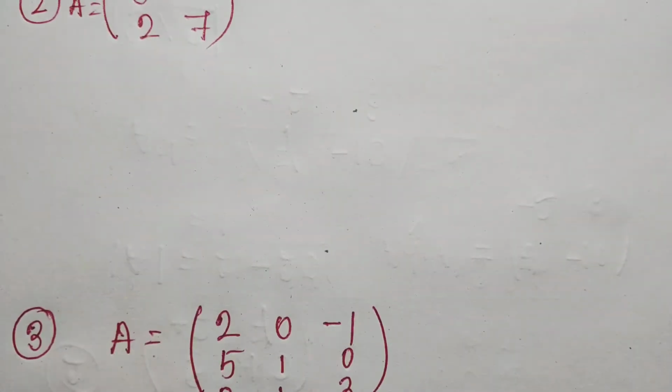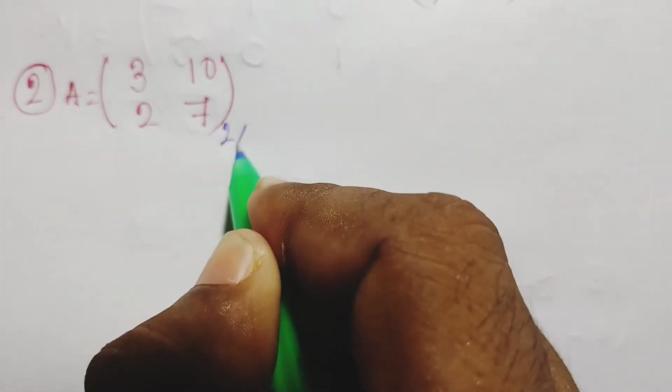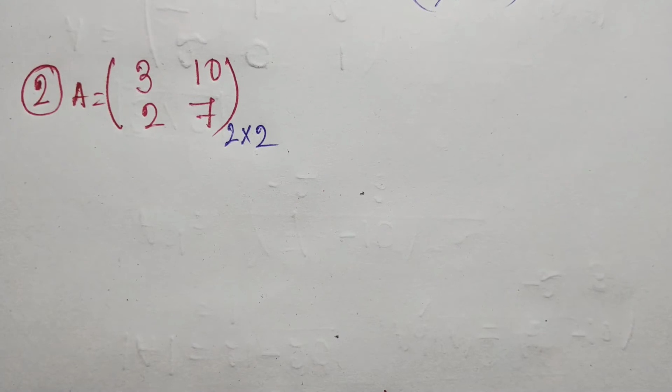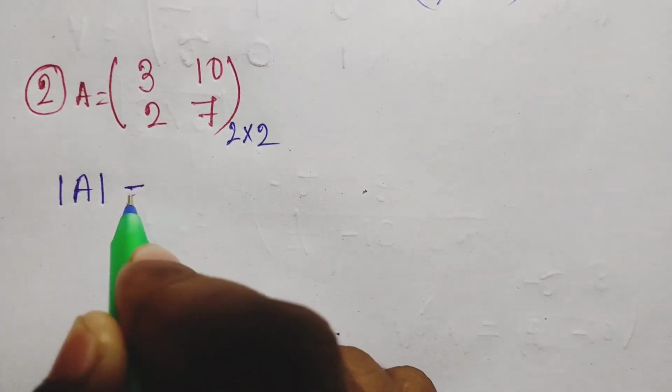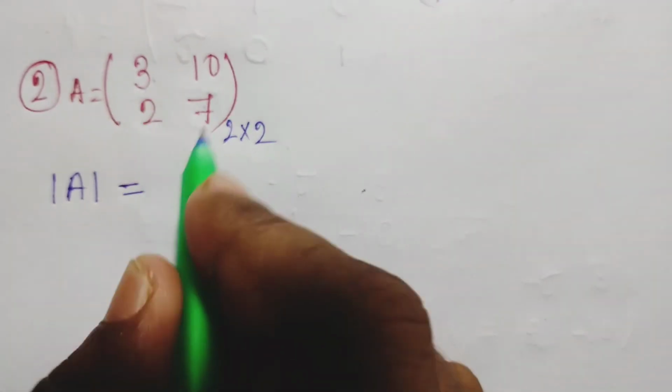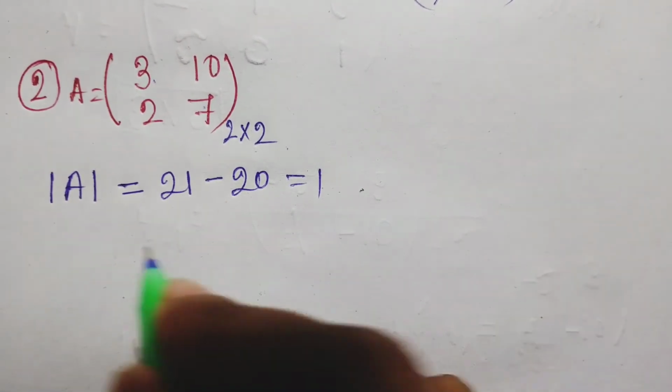Here is the second question. Question number 2, and this is also a 2 cross 2 ordered matrix. Also at first find the determinant A. So determinant A is equal to 3 7s are 21 minus 2 10s are 20. So it's 1. Now we have to find the adjoint.